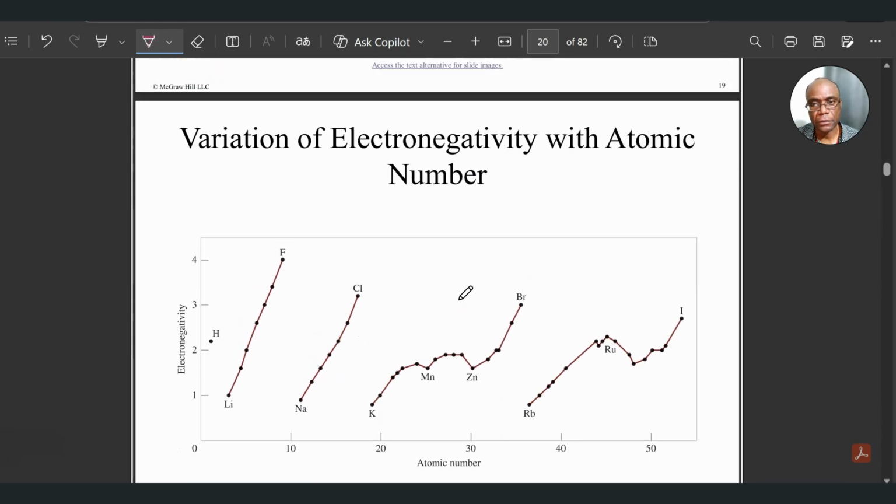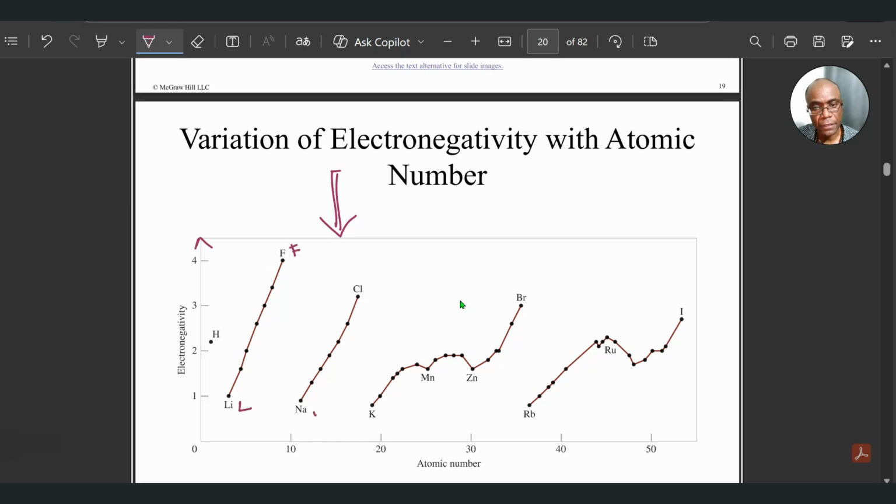All right, so this table that you're looking at here, the variation of electronegativity with atomic number, is just showing you the trend. Y-axis here is the electronegativity. It increases as you leave the metals going to the non-metal.